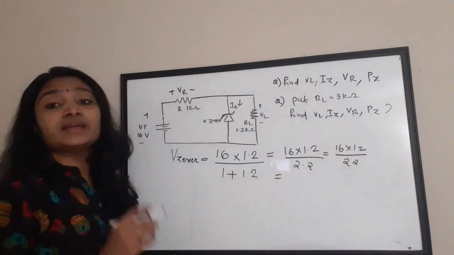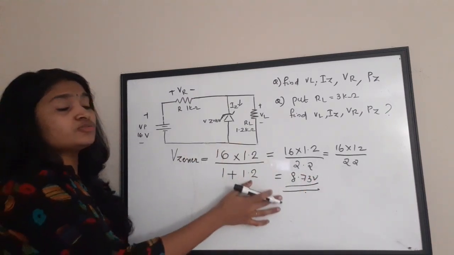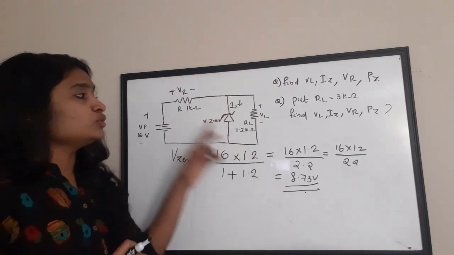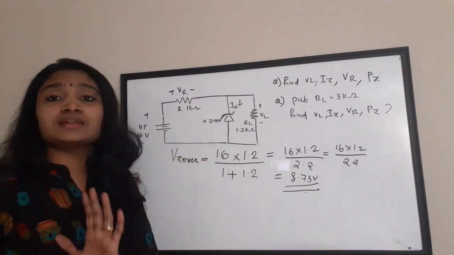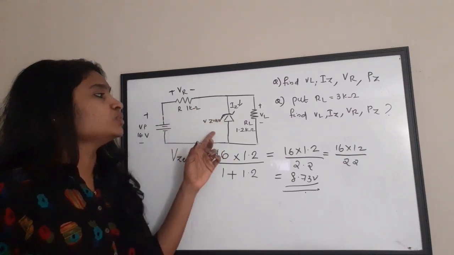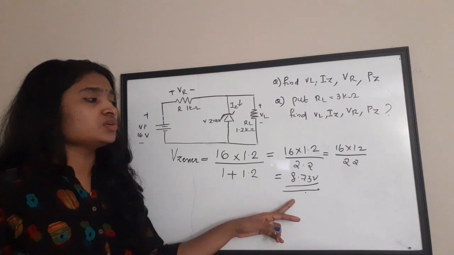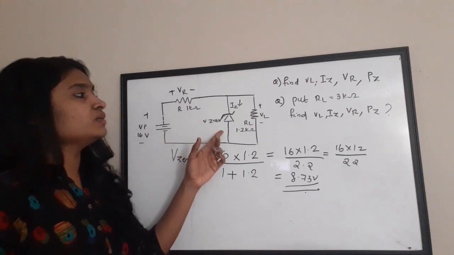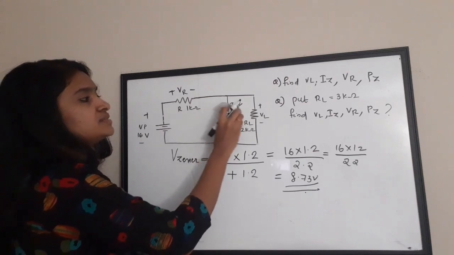Okay, and if you solve it, you will get the value as 8.73 volt. So this much of voltage is coming across the Zener. Out of the 16 volt, 8.73 is coming across the Zener. One thing is clear, the Zener will be in which condition? It will not conduct, because the threshold voltage or the voltage needed to turn on this diode is 10 volt. But the voltage coming across this diode is only 8.73 volt. So this diode is not in conducting mode, and hence it will act like an open circuit.